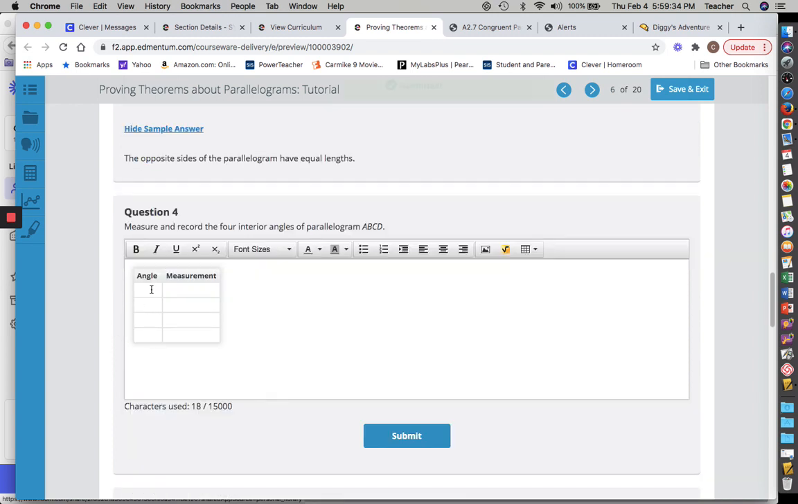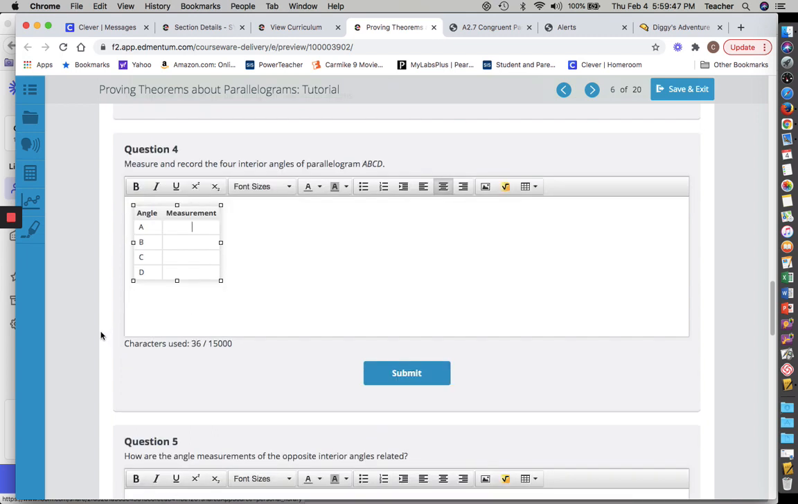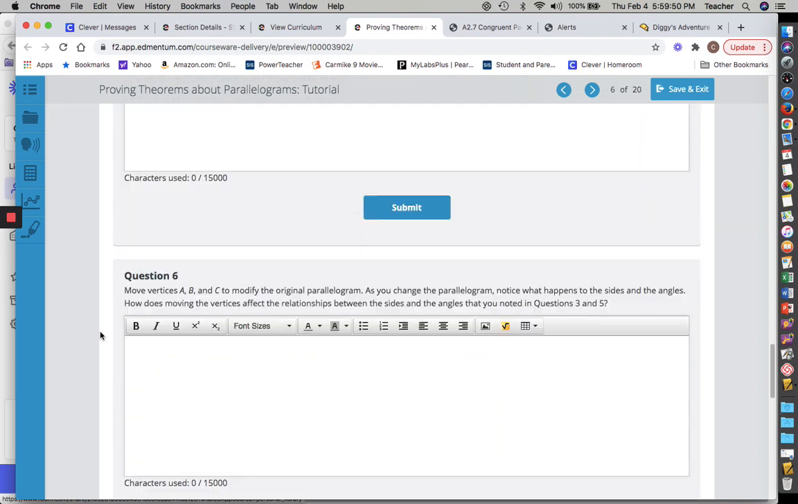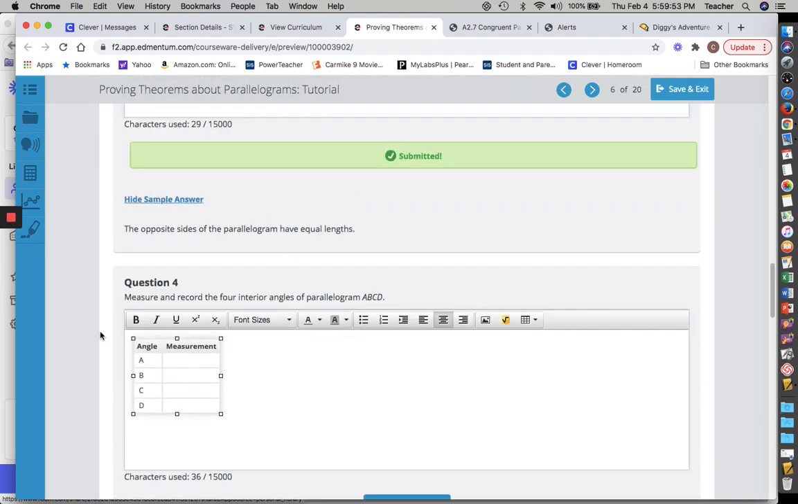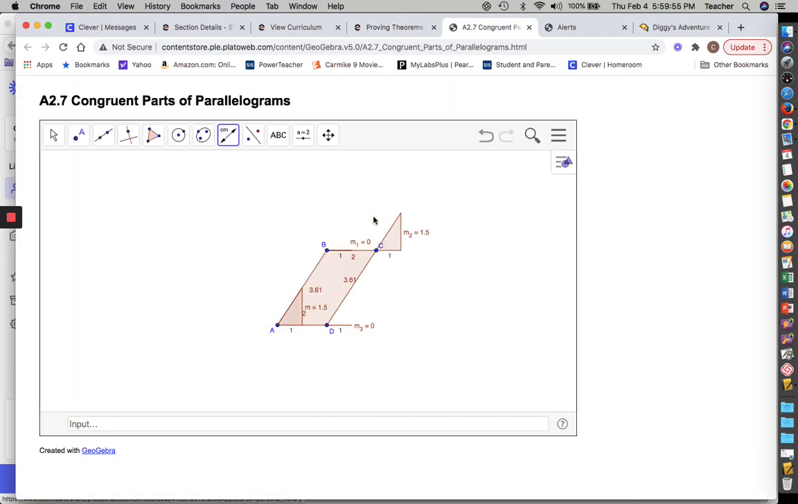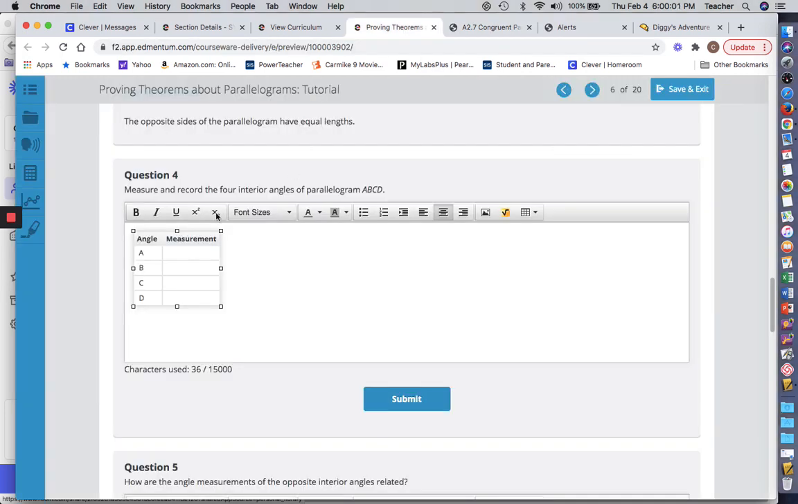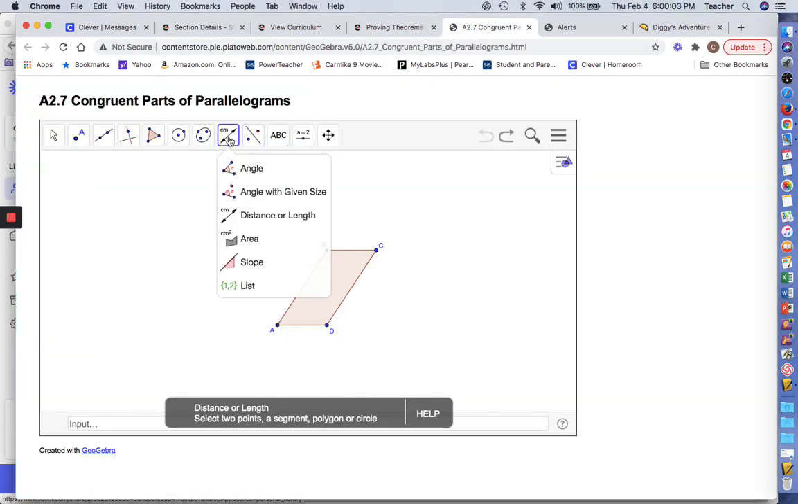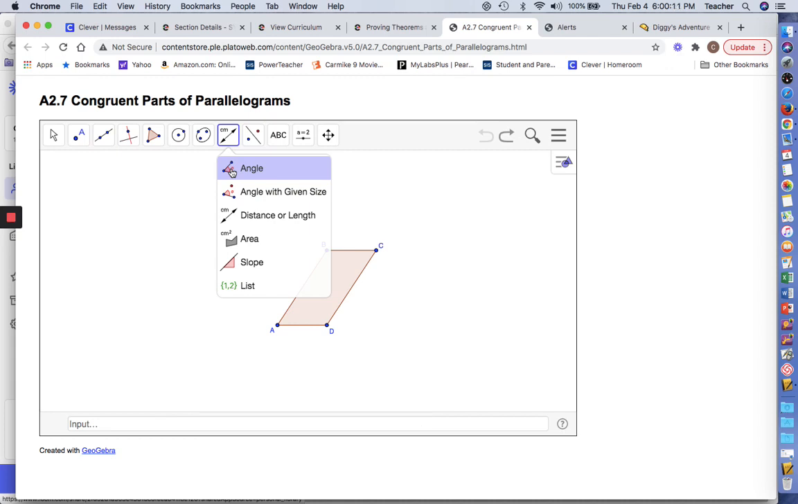All right, question 4. Measure and record the four interior angles of parallelogram ABCD. So I'm going to have angle A, angle B, C, and D. I'm going to need all the information. Yeah, I really want to erase all that stuff I've got on there. It's really busy. So let me erase all of this, get back to my original. And I've got to find angle measures. So remember, when you're finding angle measures, you have to go in a right circular motion, which is clockwise. Otherwise, it gives you the angle outside the figure.